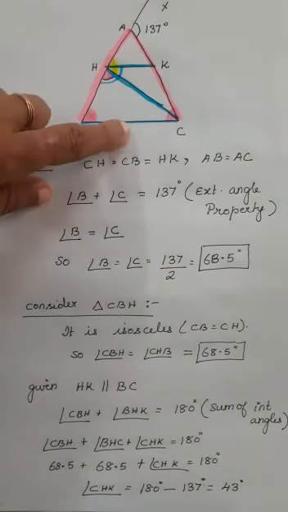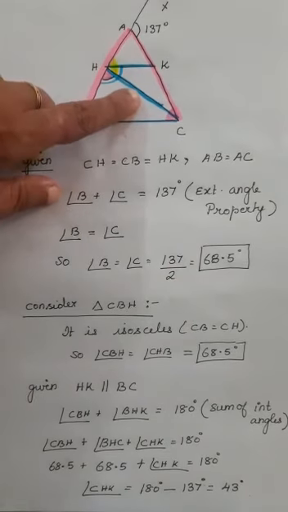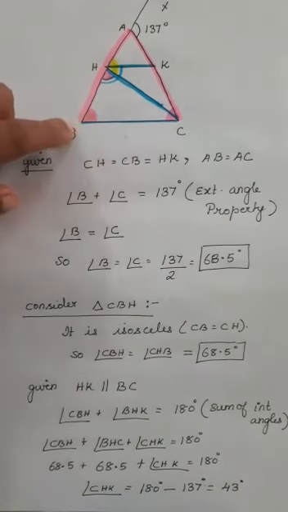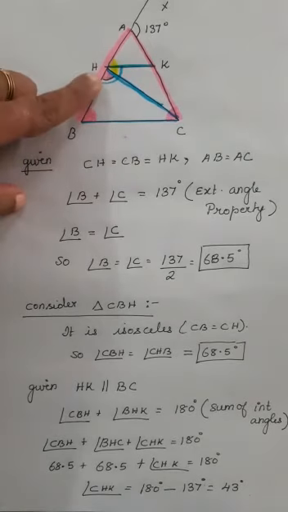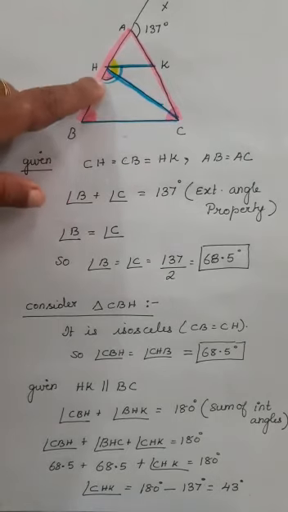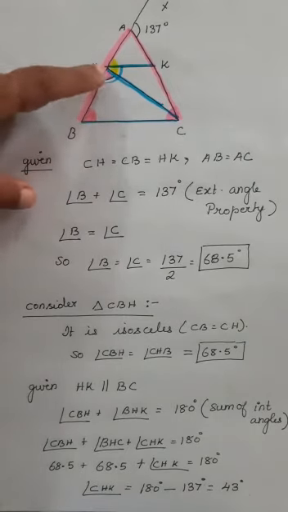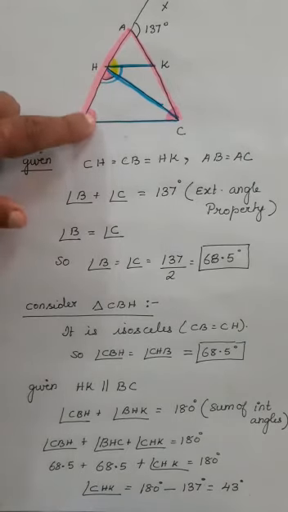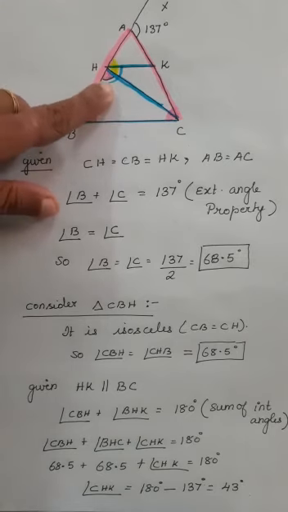Now consider this triangle CBH. In this triangle, these two sides are equal, so it is isosceles, which means CBH and CHB, which I have highlighted in pink color, those two angles are also equal, which means if this is 68.5, this part is 68.5.